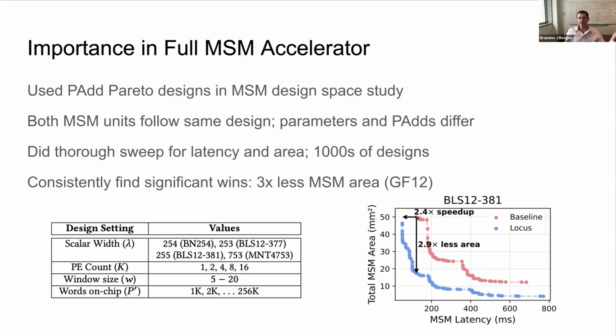Basically what's happening is because we're able to reduce that massive area cost of the point add, we're able to allocate more point adders, more PE cores, in the same amount of area within this 50 millimeter squared limit that we're showing here. And we're able to use that little bit of extra space to increase the on-chip memory. So at iso-area, we're able to get about 2.4x speedup. We can have more functional units and more on-chip memory; we're just not wasting the space on inefficient point adders. And we consistently see this across different curves. We're getting about 3x less MSM area in GF12. So we're pretty excited about that.